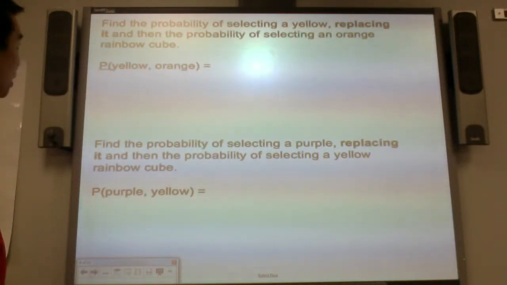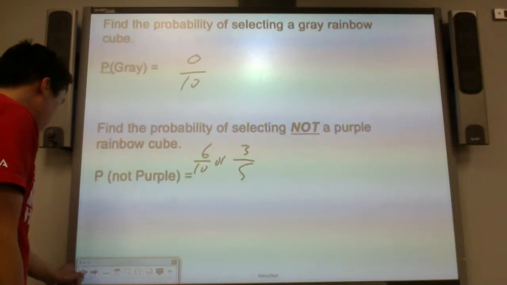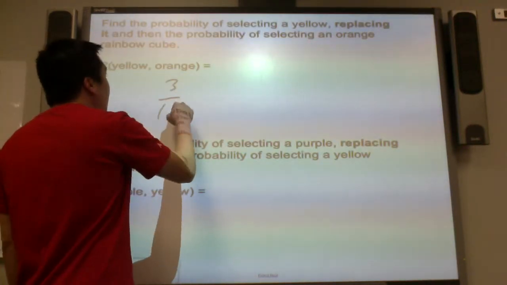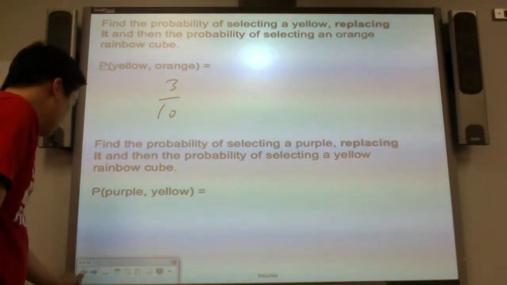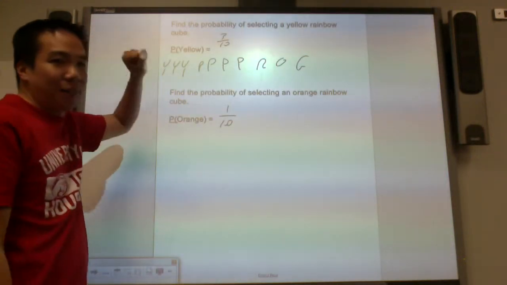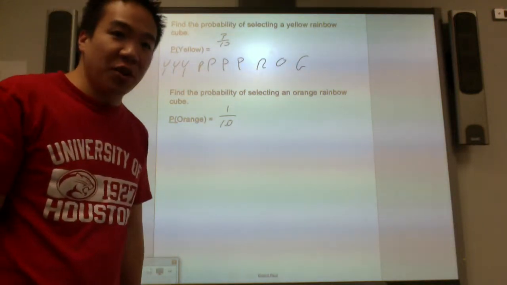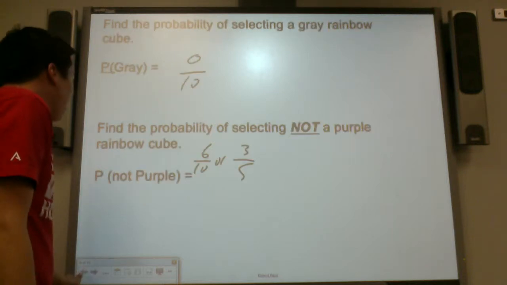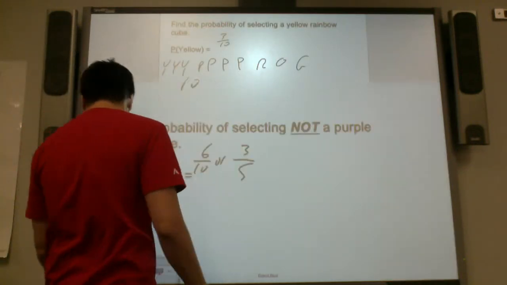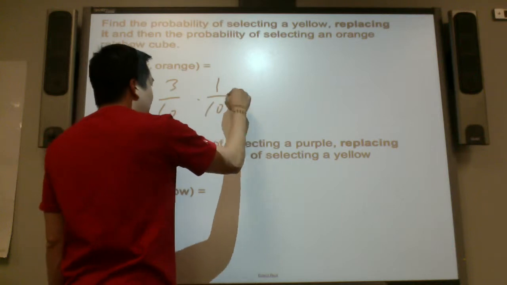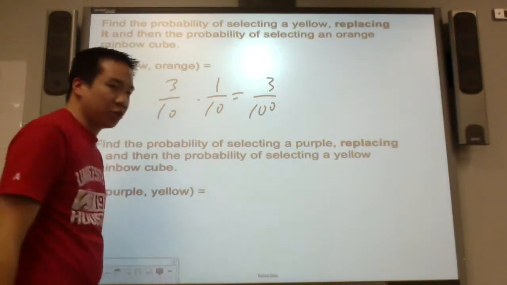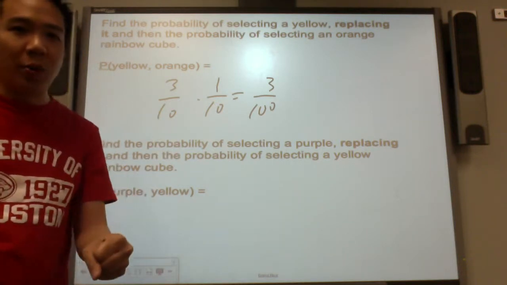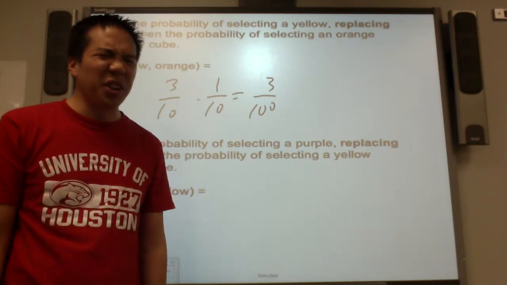Now, let's make it harder. Find the probability of selecting a yellow, replacing it, then selecting an orange. So let's go back. Yellow. How many yellows do you see? 3 out of 10. Replacing it means I took this yellow and put it back in the bag. So how many cubes do I still have in the bag? 10 of them. Nothing's changed. Now I select an orange. How many orange do you see? 1 out of 10. So the probability of this happening is 3 out of 100 or 3% chance of getting a yellow, then getting orange right away. That's a 3% chance. Odds are very low.